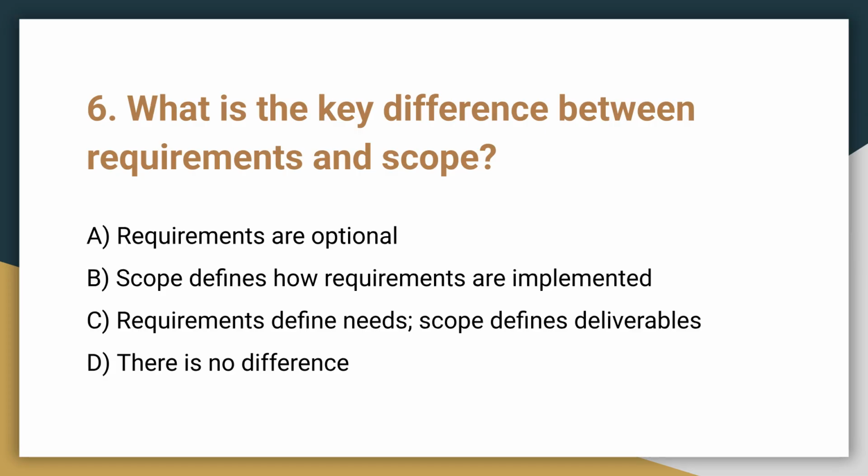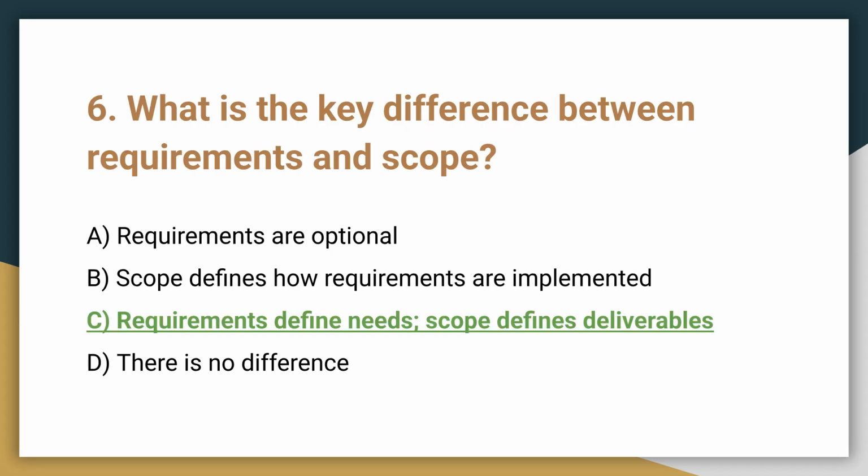Question 6. What is the key difference between requirements and scope? A. Requirements are optional, B. Scope defines how requirements are implemented, C. Requirements define needs, scope defines deliverables, or D. There is no difference. The correct answer is C. Requirements define needs, while scope defines the deliverables that will address those needs.